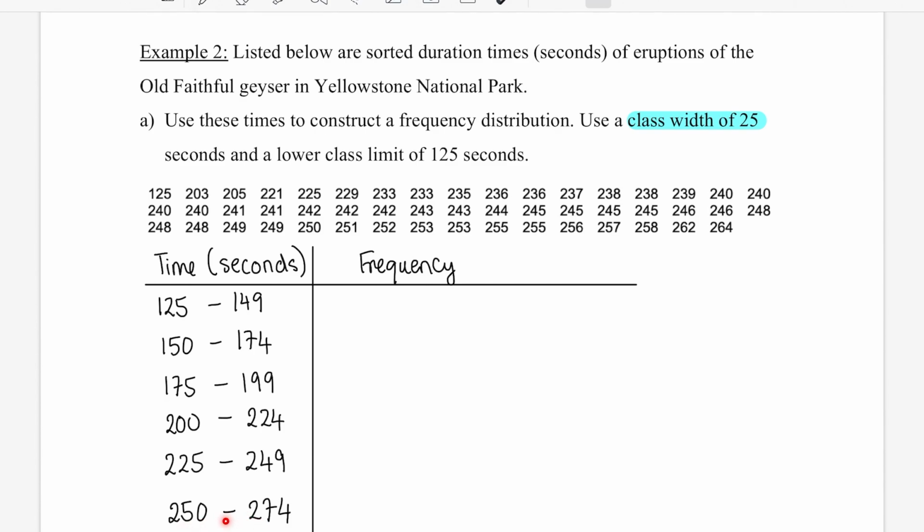I stop at this class because I noticed that my largest value is 264, which belongs to this class. That's how I know when to stop.